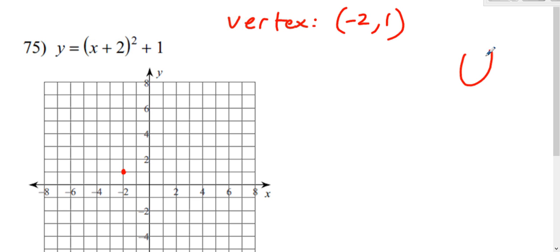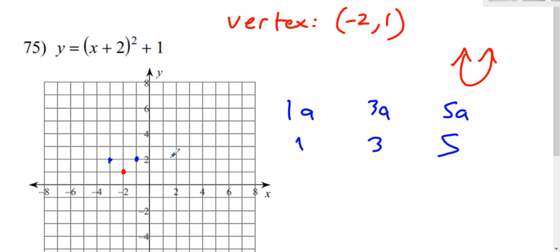So it will actually graph this way. We can still do the 1a, 3a, 5a trick. In this case, a was 1. So it's 1 times 1 is 1, 3 times 1 is 3, and 5 times 1 is 5. So from our vertex, it's going up because it was positive 1 in the y direction. So it goes up 1 and to the right 1. And you can do that on both sides of the vertex.